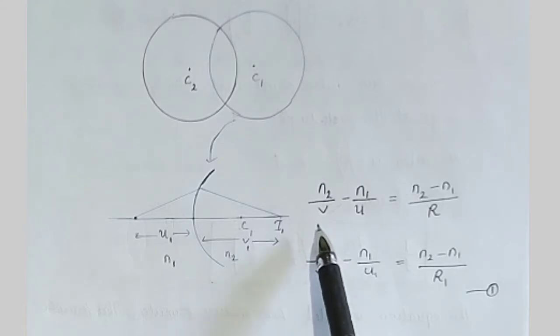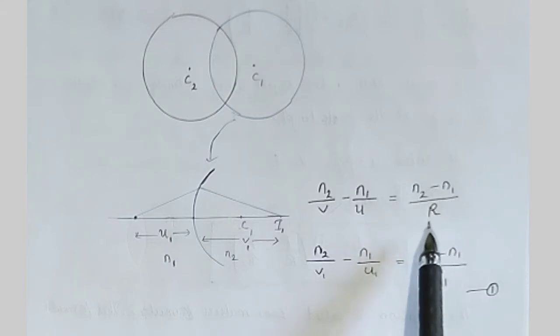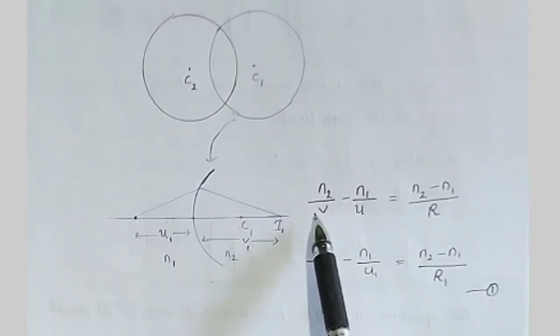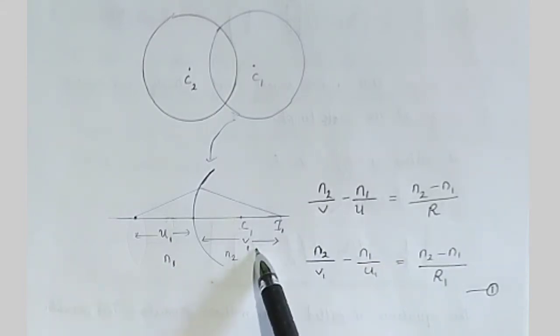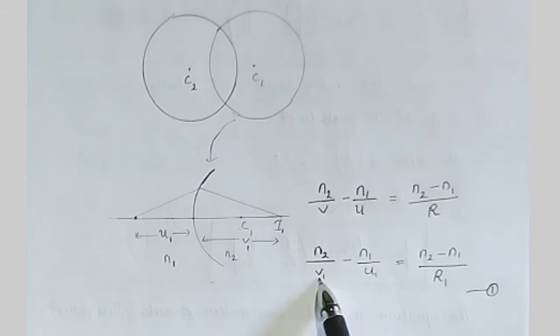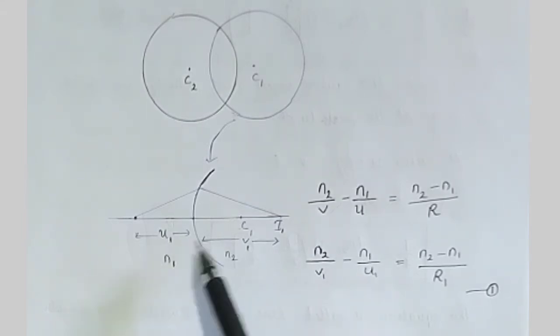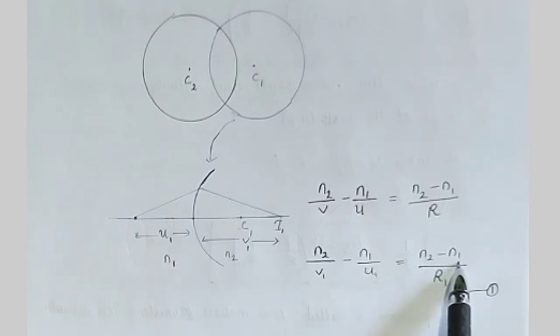We know that the relation in general is n2 by v minus n1 by u is equal to n2 minus n1 by r. Here the image is obtained at a distance v1, therefore the image distance here is v1, and the refractive index of the medium in which the image is obtained is n2. Therefore our relation will be n2 by v1 minus n1 by u1, where u1 is the object distance, is equal to n2 minus n1 by r1, where r1 is the radius of curvature of the first spherical surface.